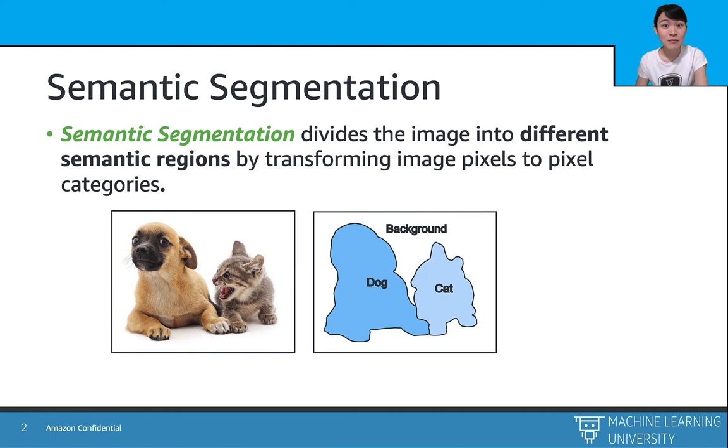As what is named for, semantic segmentation separates a given image into different semantic regions. For example, we semantically segment this original image on the left with areas labeled as dog, cat, and background on the right. So what semantic segmentation essentially does is to classify each pixel into a category, either dog, cat, or background.